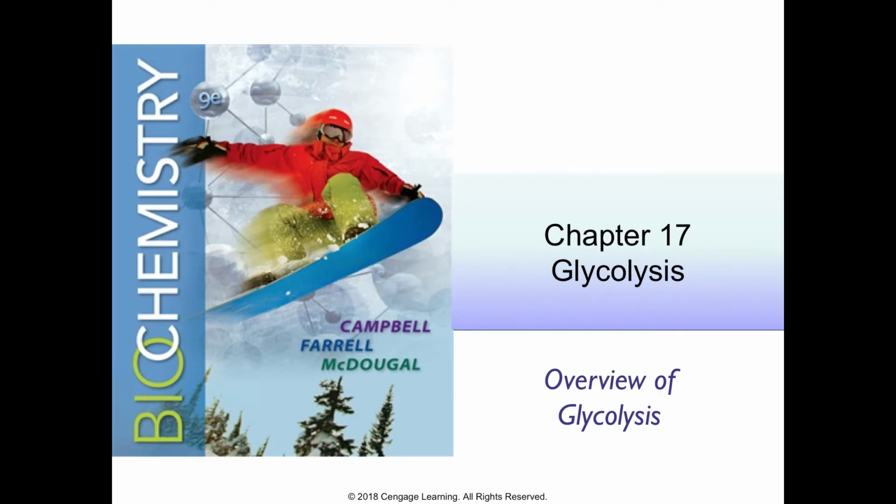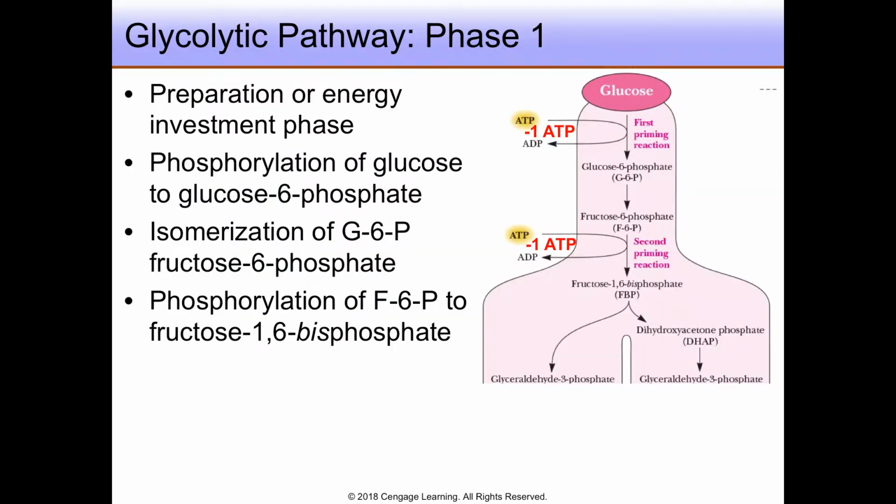We will look at the 10 steps of glycolysis in greater detail, but in this lesson, let's just get an overview of the steps and see the overall benefit of the pathway. Phase 1 of glycolysis is referred to as the preparation or energy investment phase. In this part of the pathway, we spend some energy in order to recover it in later steps.